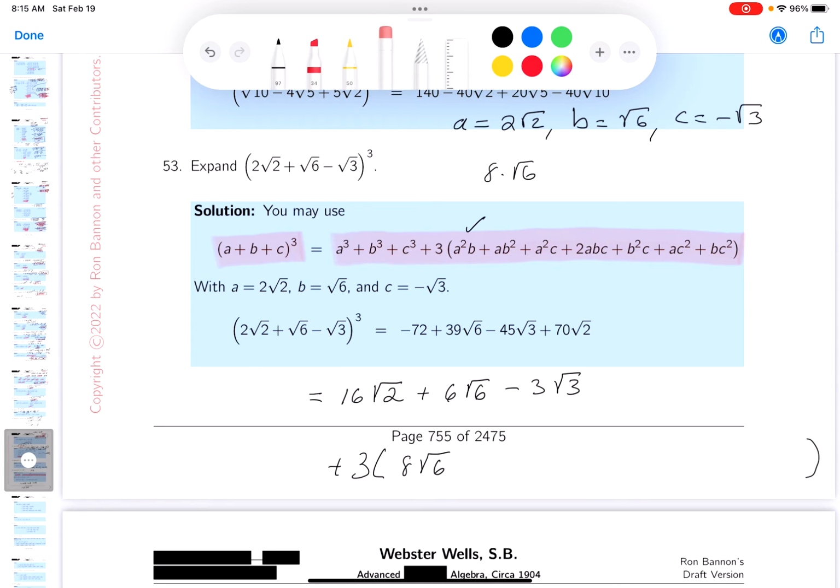Let me get my eraser out. And let me start moving along. I want to do this now. And what's that going to be? 2 root 2 times 6. What's that going to give you? 12 root 2s. Let me get my eraser out. Let's keep moving along. I'm going to do A squared C now. Well, A squared is going to be 4 times 2, which is 8. So it's going to be minus 8 root 3s.